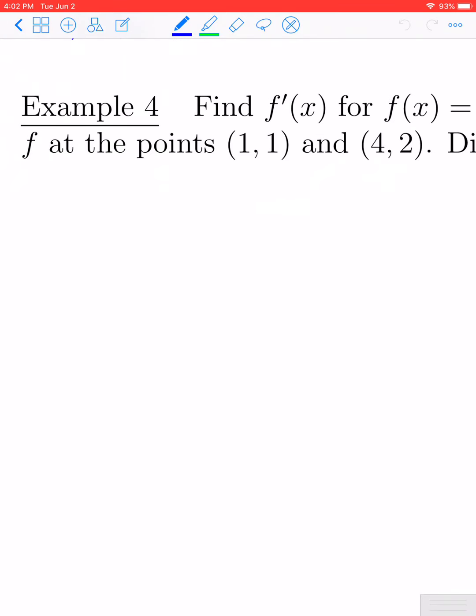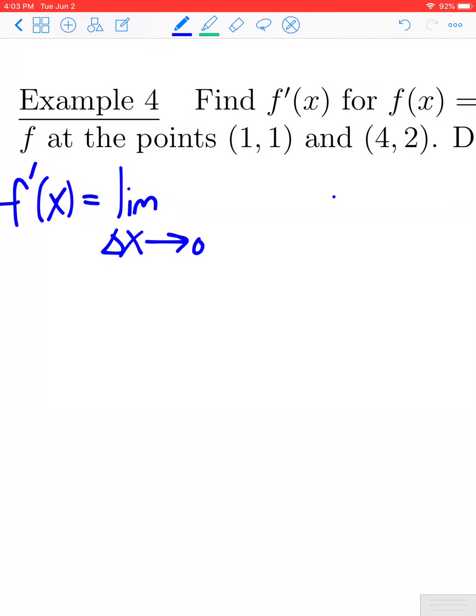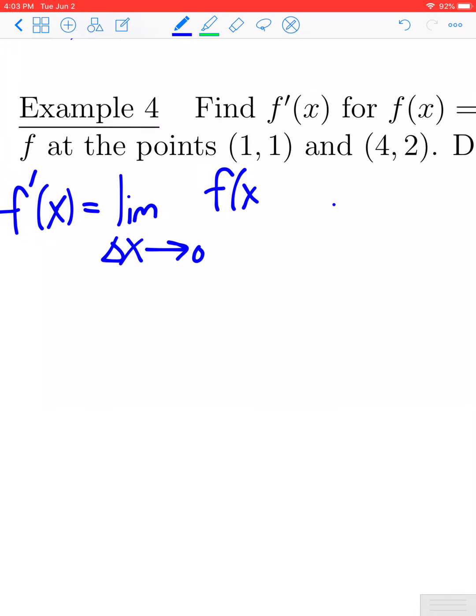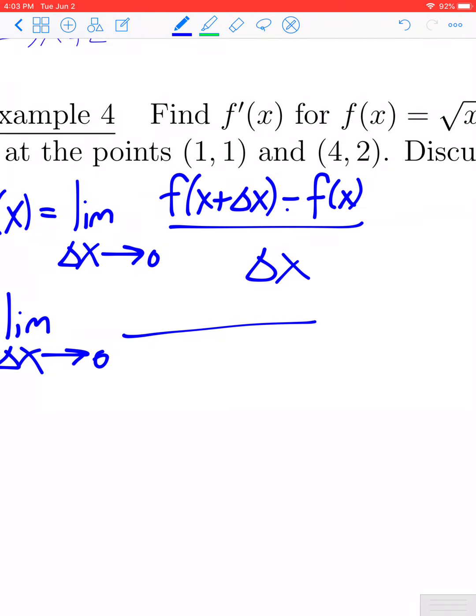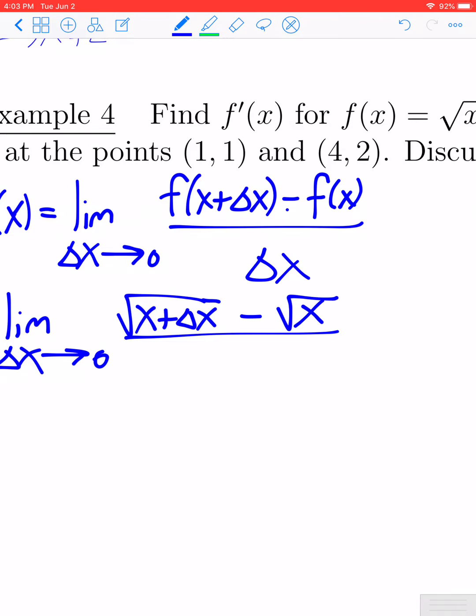So to find f prime, right now we're using the limit definition. We know that f prime of x is defined as the limit as delta x approaches 0 of f of x plus delta x minus f of x, all divided by delta x. This is going to be equal to the limit as delta x approaches 0. Here the function is simply the square root function, so this is a pretty nice one to work with. f of x plus delta x is simply going to be the square root of x plus delta x, minus f of x, which is the square root of x, and then all divided by delta x.